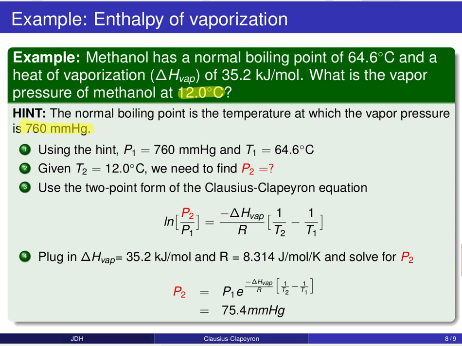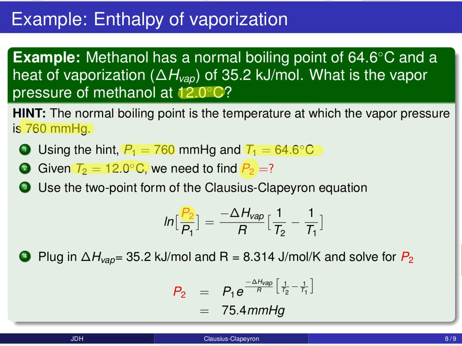In other words, we have a point already. One of our 2 points that we'll use in the Clausius-Clapeyron equation, namely, the pressure P1 is 760 millimeters of mercury, and the corresponding temperature is 64.6. Then our problem boils down to saying that for the second temperature, we're given 12 degrees Celsius, and we want to determine what that pressure P2 will be. So we're going to use the 2-point form of the Clausius-Clapeyron equation and solve for this unknown P2 value.